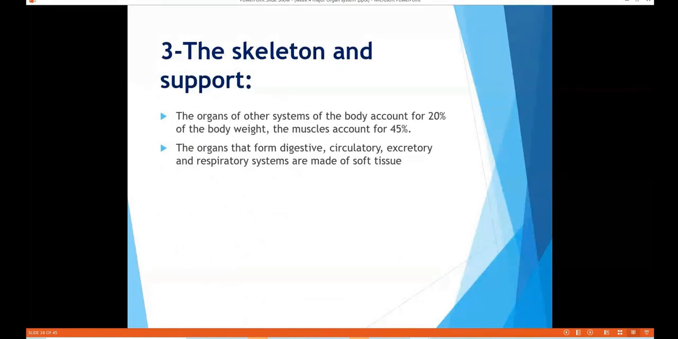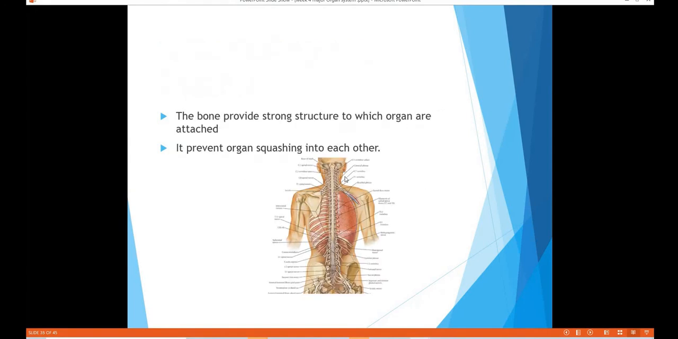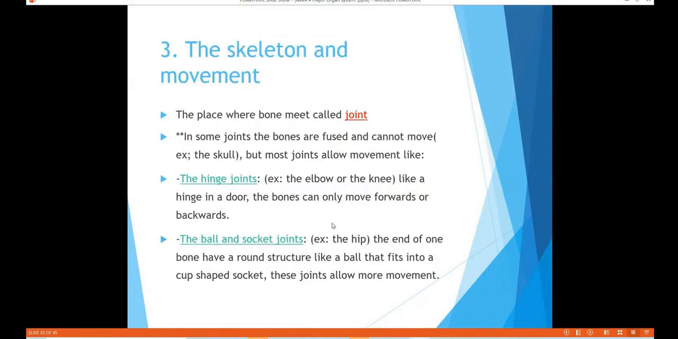So the organs of other systems of the body account for 20% of the body weight, and the muscles account for 45%. The organs that form the digestive, circulatory, excretory and respiratory systems are made up of very soft tissue, so they need support. The bone provides a strong structure to whichever organ it is attached to, and it prevents organs squashing into each other. Like this, it provides strong support to all the organs attached to the skeletal system. And the third function of the skeletal system is movement.